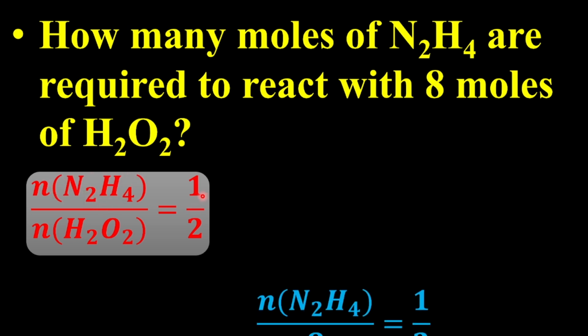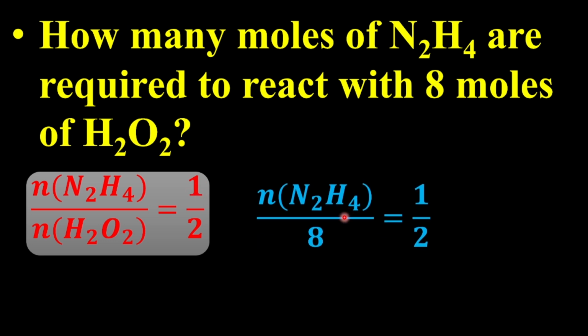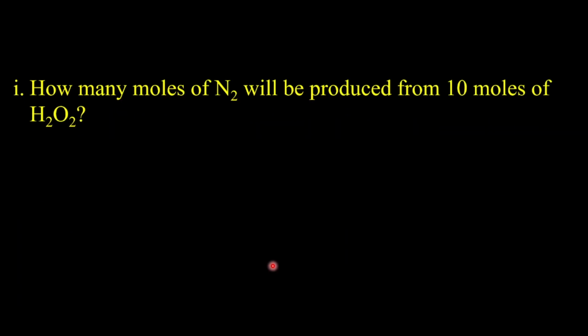All right, now what will happen? We just have to insert the number given to us. So we have n of N2H4 over the 8 moles given, which is equal to 1 over 2. That is the ratio, 1 over 2. So when you multiply 2 times this, then 8 times 1, finally we are going to get 4 moles. That is 8 divided by 2. So n of N2H4 will give us 4 moles. Okay, let's look at more questions on this. So the second part of the question.